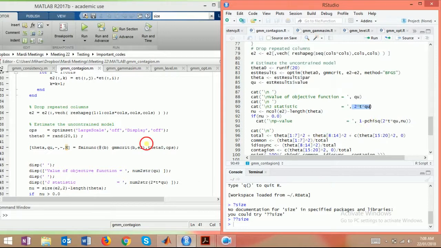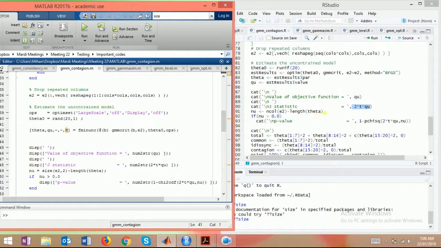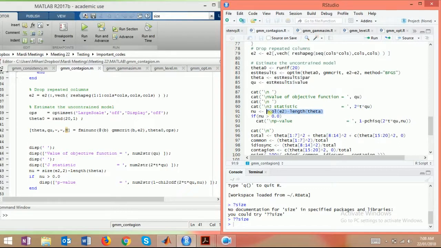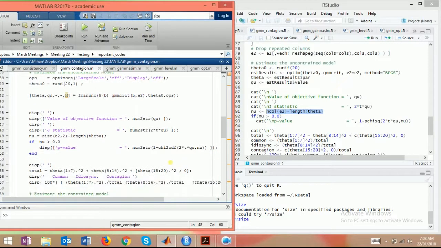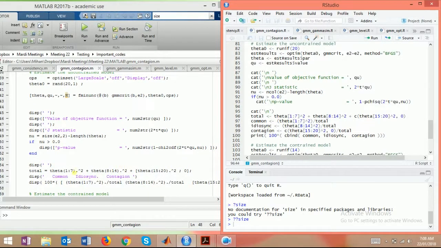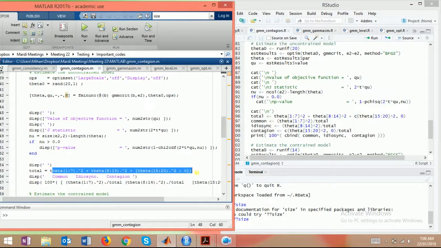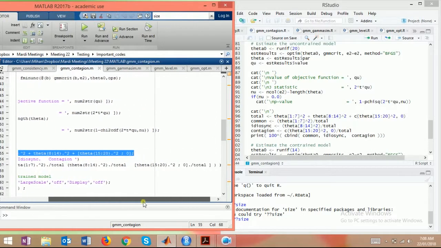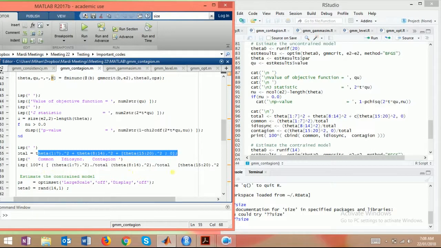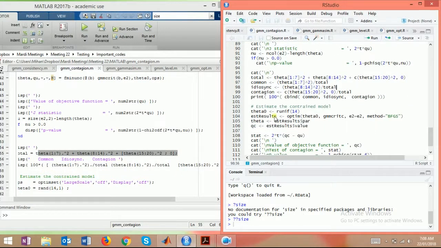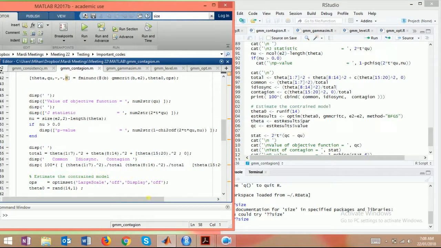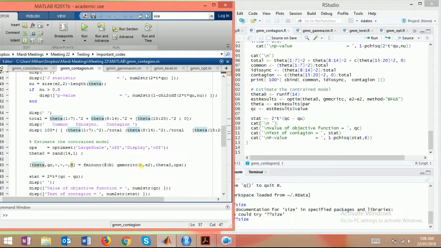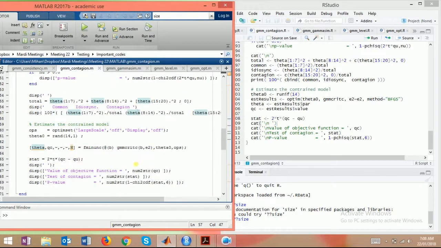J statistics is 2Q to TQ. New is the number of columns of the residual minus the length of theta. If that is more than 0, we do chi-square, just like before. Nothing else is changing. So the total is being added together, and then the idiosyncratics, or the contagion, is simply this one divided by total. Parameters squared divided by total parameters give us the contagion measures.